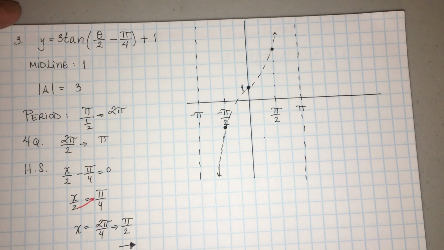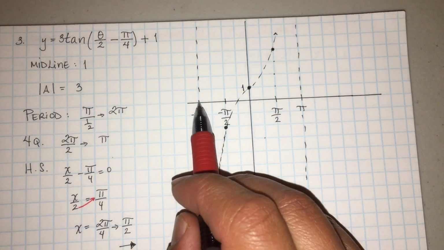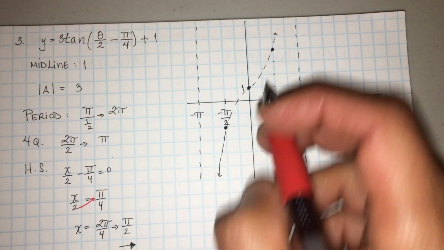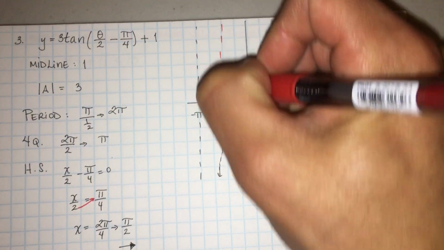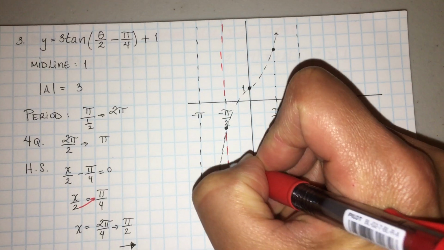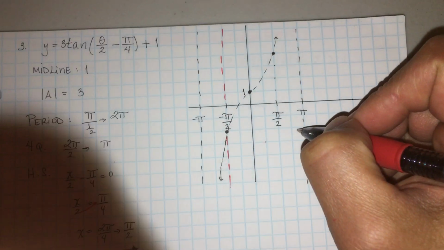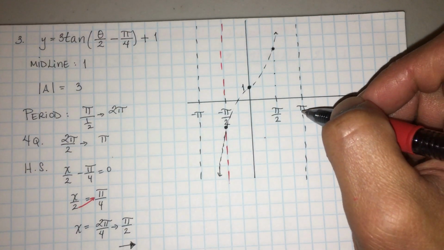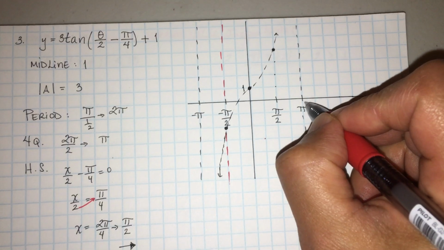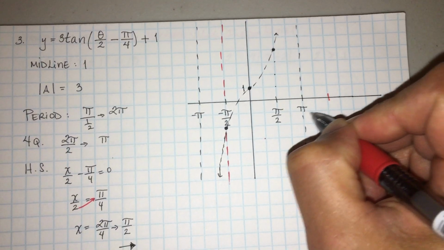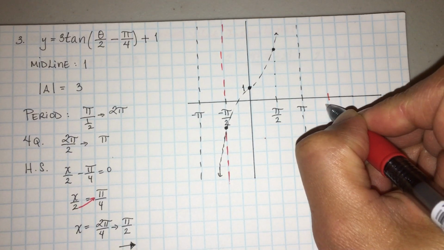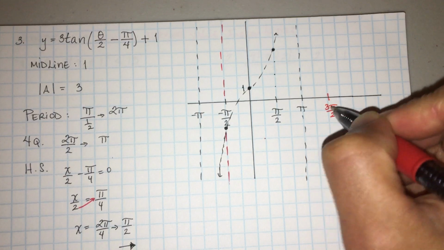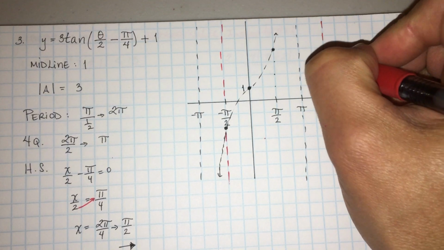Pi over 2 units to the right. So let me take my red. This guy is going to move pi over 2 units, so this guy's going to be right here. And then my other asymptote is going to be over here. And that's going to be 1 pi over 2, 2 pi over 2, 3 pi over 2. It's going to be right over here.